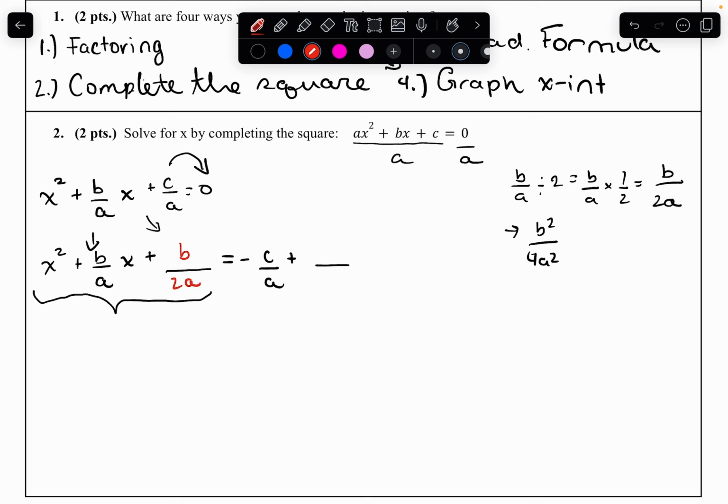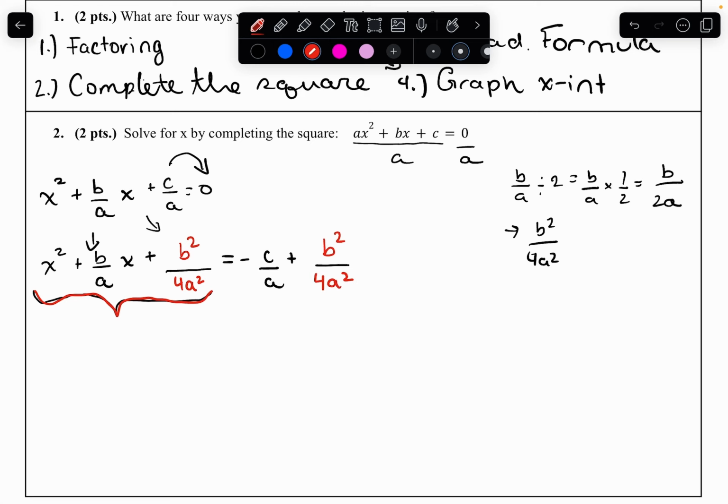Oh, no, sorry. B squared over 4a squared. Perfect. Now we have a perfect square trinomial. We have completed the square. Okay, if I added b squared over 4a squared on the left side, then I must also do that on the right side.